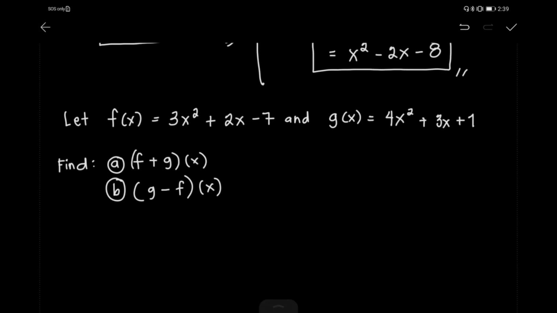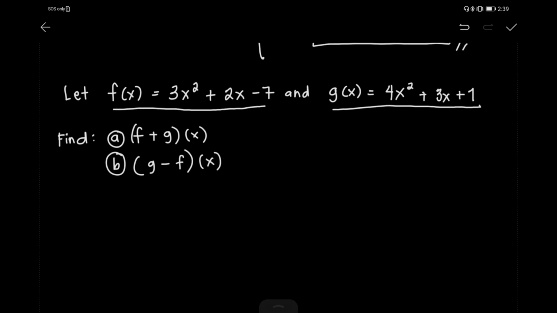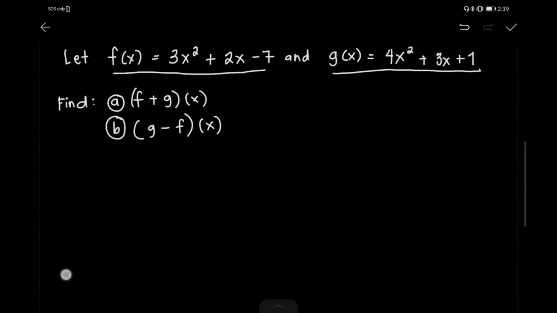Okay, so let us now proceed to another example on how to add and subtract functions. So let us have here another example. Our f of x is equal to 3x squared plus 2x minus 7. And we have here given g of x, which is 4x squared plus 3x plus 1. So this time, let us find the two functions, f plus g of x and g minus f of x. So let us solve for the first one.